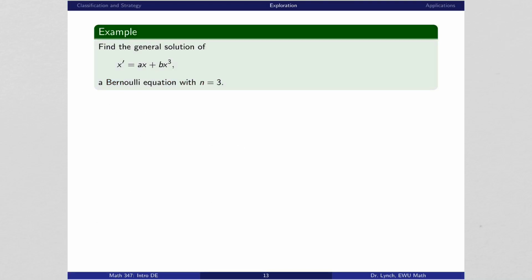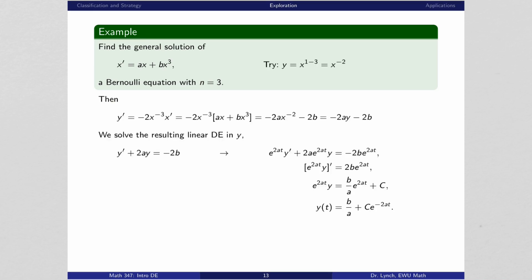So as an example of a Bernoulli equation, here is x prime equal to a x plus b x cubed. As it turns out, this differential equation is separable, but separation of variables ends up being particularly heinous, so we'll go ahead and identify this as a Bernoulli equation with n equals 3, and make that substitution y equals x to the 1 minus n power, or in this case y equals x to the minus 2, to identify a linear differential equation in y.